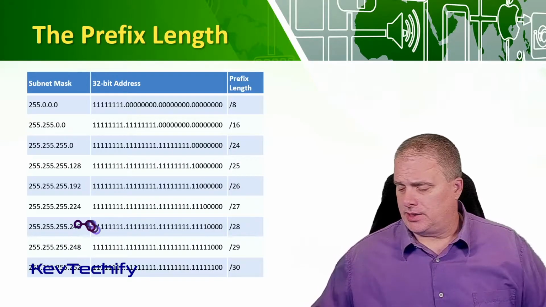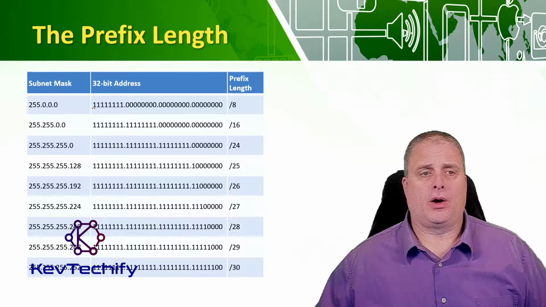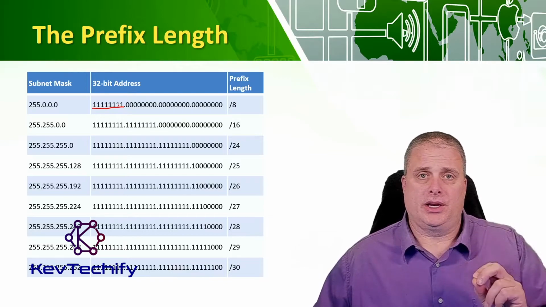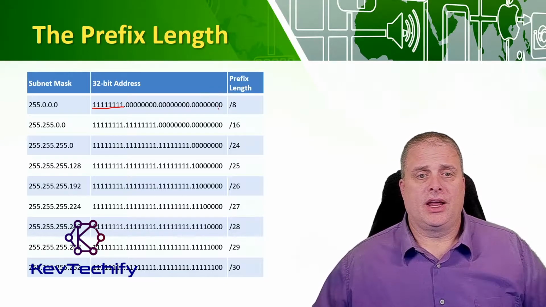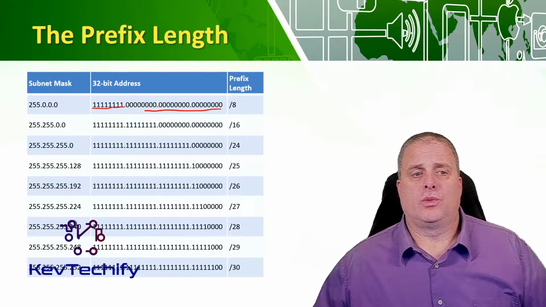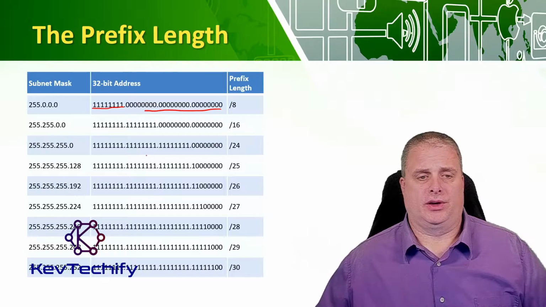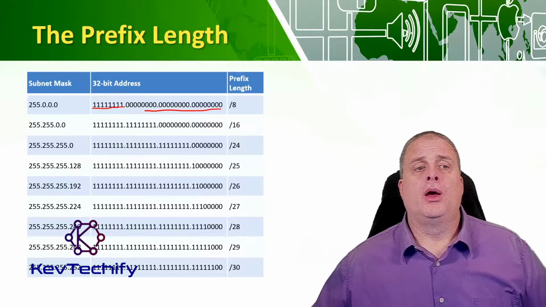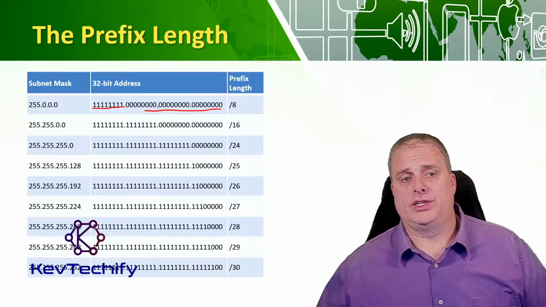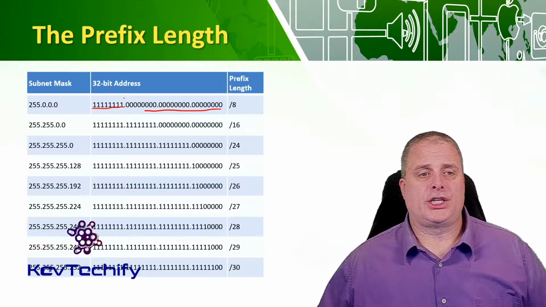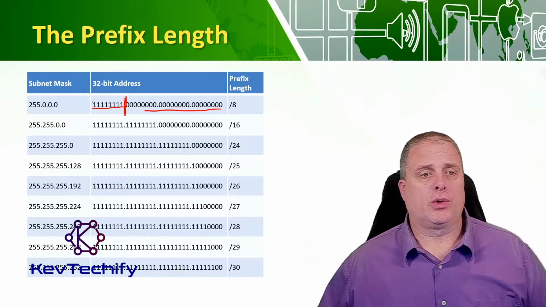A subnet mask always has all ones at the beginning, at the left side of it. At the end of it, it always has zeros. Now, the number of ones and zeros could be different, and it will be different depending upon your scenario and what you're doing with them. But it's always ones on the left side, always zeros on the right side. The subnet mask identifies where that change happens between the network portion and the host portion.